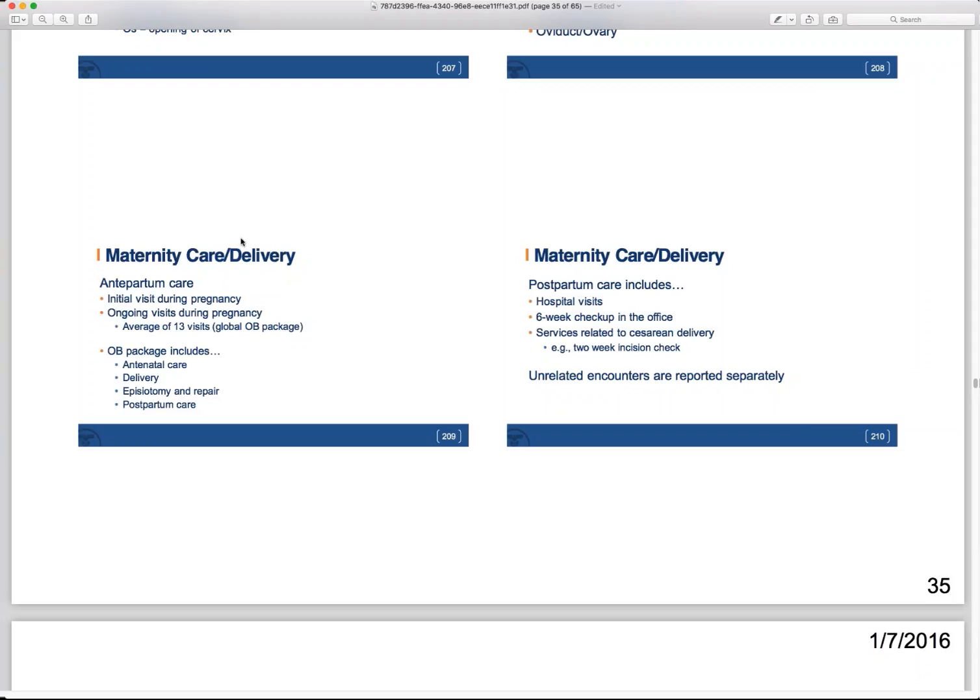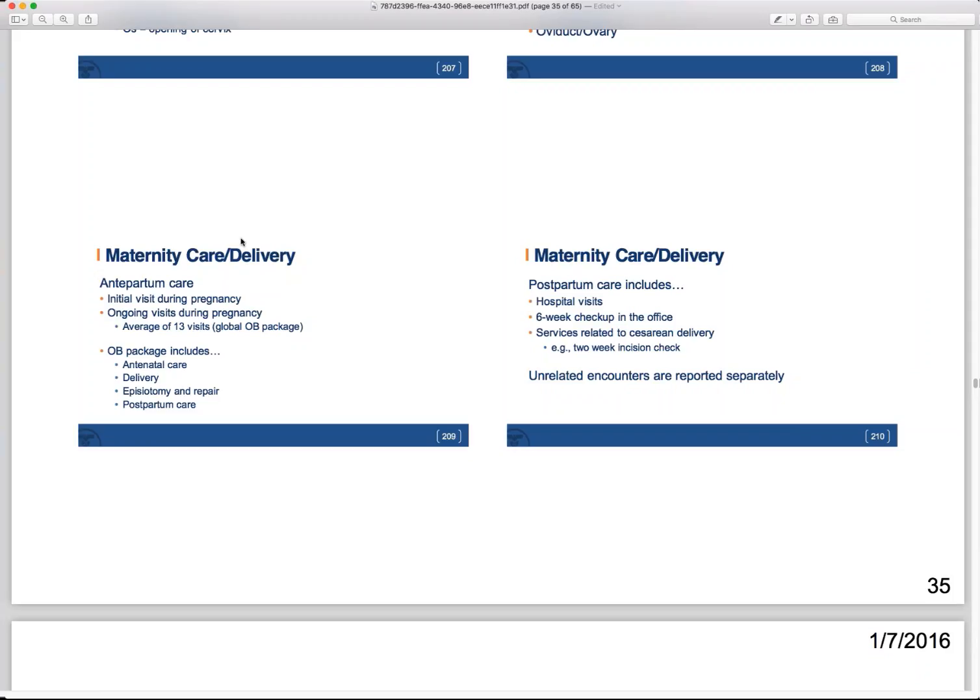Right? Remember, there are different packages. When I say packages, I'm talking about antepartum care and postpartum care. Antepartum care is going to be the visits before the baby, right? That's your initial visit during pregnancy. They provide at least 13 visits, and 13 visits they state is part of the global package.